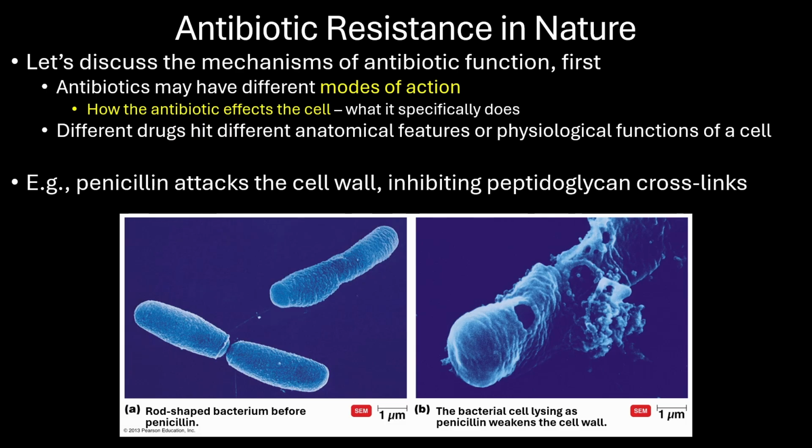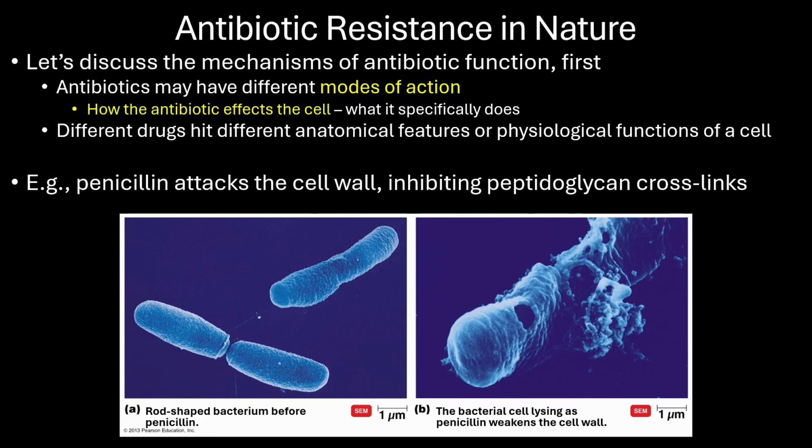Now, before we really talk about antibiotic resistance in nature, I want to discuss how antibiotics work on a microbial species. Because antibiotics have different kinds of modes of action. Essentially, how the antibiotic is going to impact the cell, what specifically it attacks or interferes with in order to result in its death. Different drugs are going to hit different anatomical features or physiological characteristics of a cell. For example, penicillin attacks the cell wall.